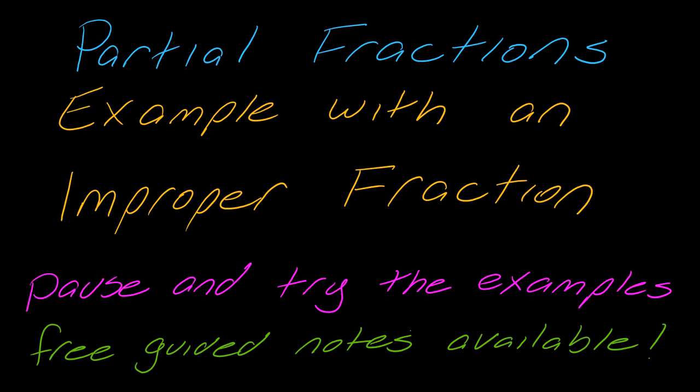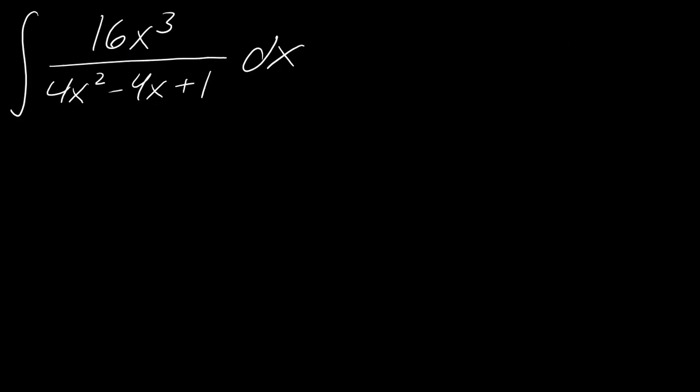So I'm going to show you an example of a partial fraction that has an improper fraction, so we're integrating here. I'm going to take 16x cubed over 4x squared minus 4x plus 1. First of all, this is clearly an example of when you're going to have to divide first, because the numerator is a degree higher than the denominator. When that happens, that's really the first action that you've got to take. So let's go ahead and do that.